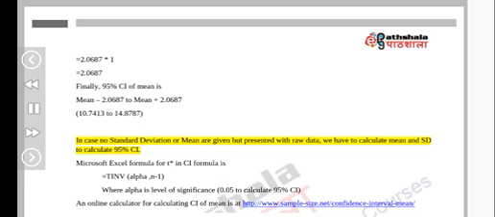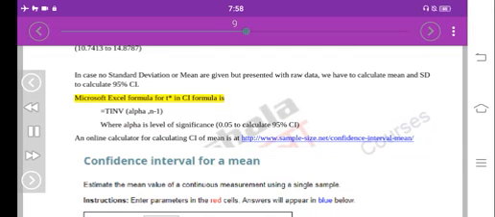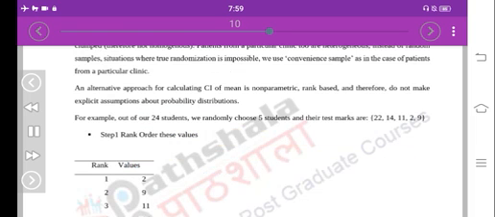In case no standard deviation or mean are given but we are presented with raw data, we have to calculate the mean and SD to calculate the 95% CI. The Microsoft Excel formula for t in the CI formula is equals TINV(alpha, N-1), where alpha is the level of significance, 0.05, to calculate the 95% CI. An online calculator for calculating CI of mean is available.